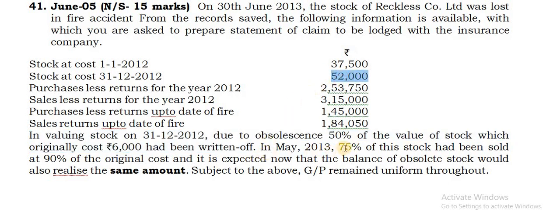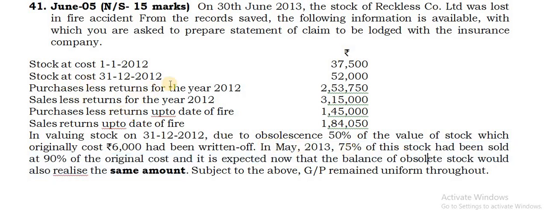In May 2013, 75% of this stock had been sold at 90% of the original cost, and it is expected now that the balance of the obsolete stock would also realize the same amount. So this has to be taken only in the memorandum trading account. I'll explain how to consider that when I take up the memorandum trading account.